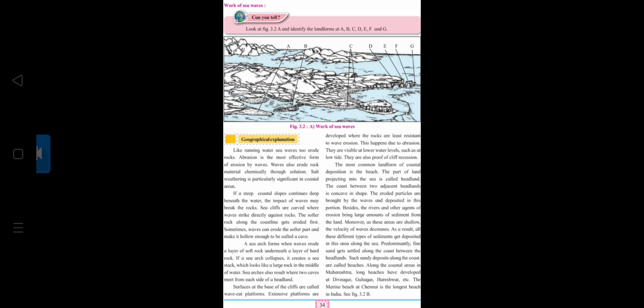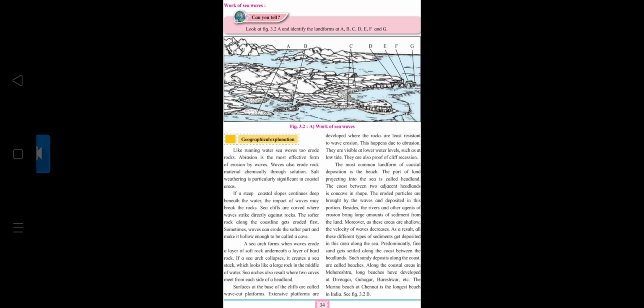Here we are trying to understand how sea waves work. The eroded materials are brought by the waves and deposited in this portion. Besides the rivers and other agents of erosion, large amounts of sediment are brought from the land. Moreover, as these areas are shallow, the velocity of the waves decreases. As a result, all these different types of sediments get deposited in this area along the sea.